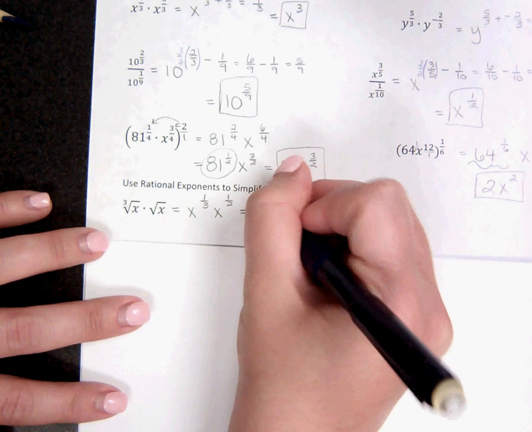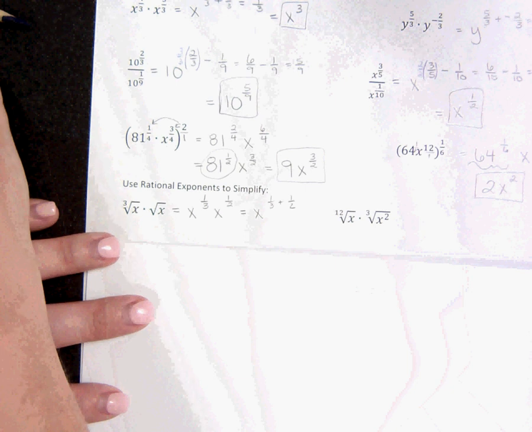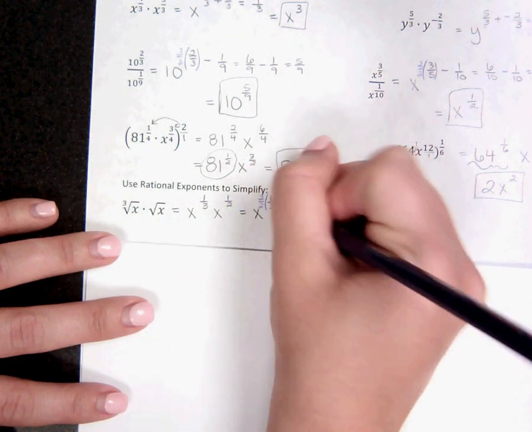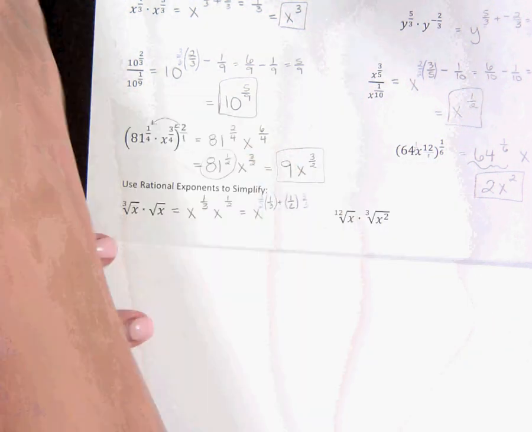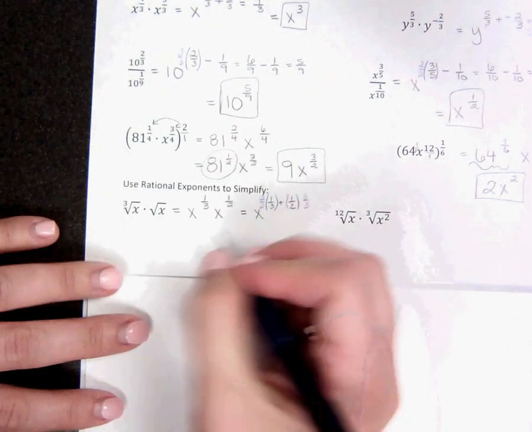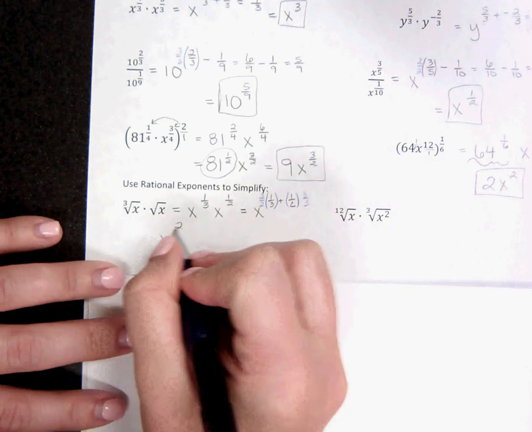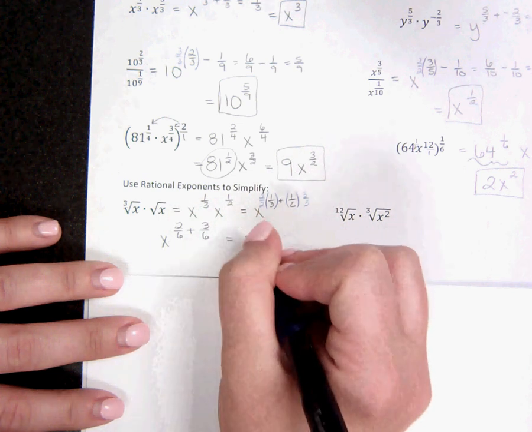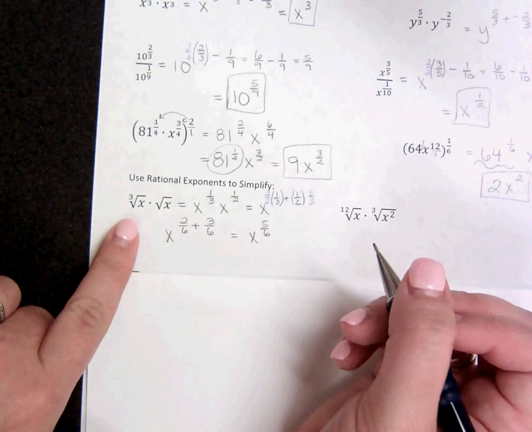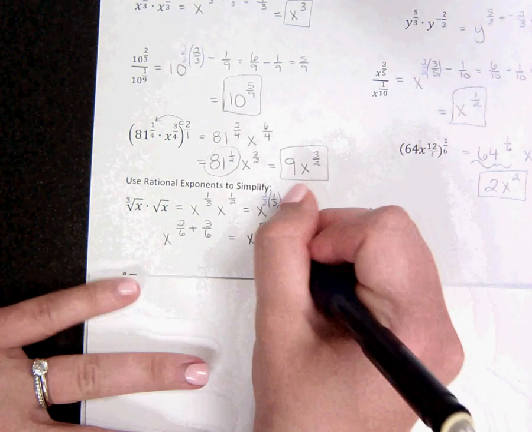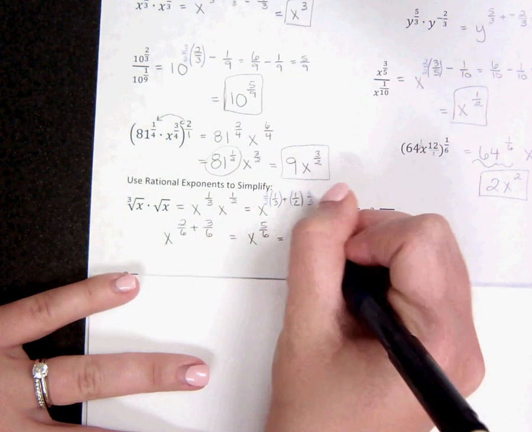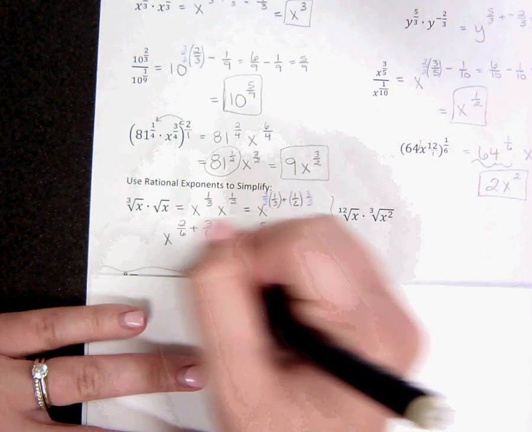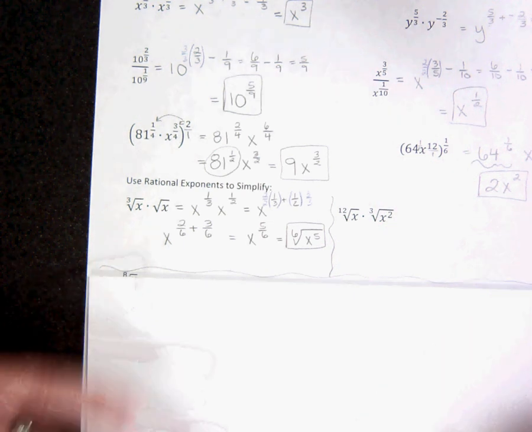So I can do 1/3 plus 1/2, and I can get common denominators. So that would be x to the 2 over 6 plus 3 over 6 for a final answer of x to the 5 over 6. And because the original problem was in radical form, I'm going to convert that back to radical form, the 6th root of x to the 5th. So whatever form it starts in is the form you want to have your final answer in.